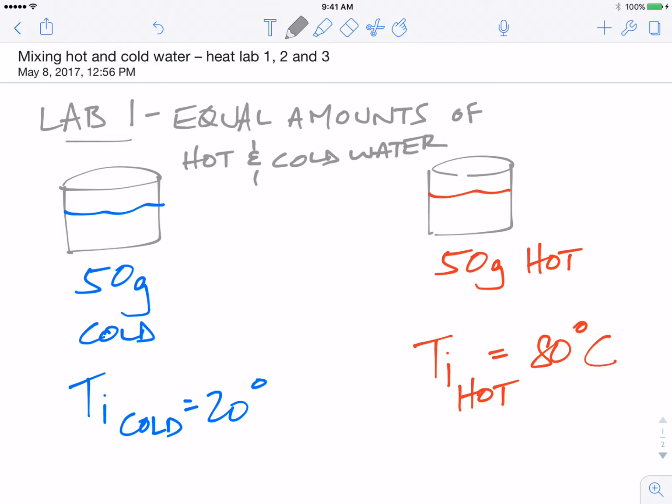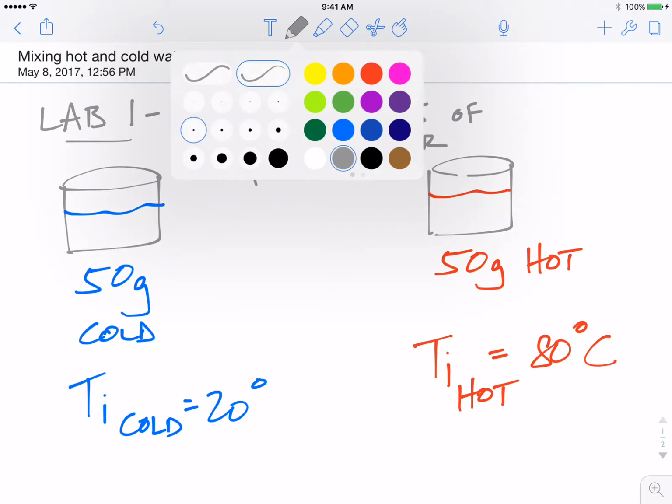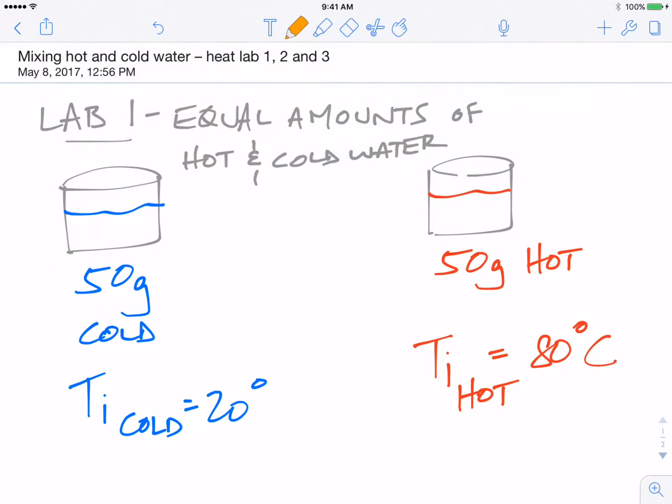Okay, so in our example, we have 50 grams of cold water and 50 grams of hot water. We have Ti, which is our initial temperature of our cold at 20 degrees, and our initial temperature of our hot water at 80 degrees. So in the lab, we would have thermometers in both of these. So we'll kind of draw in some thermometers. And then what we're going to do is mix these two things together.